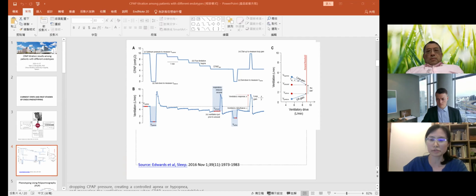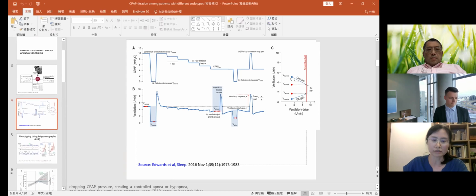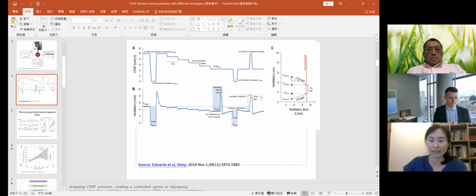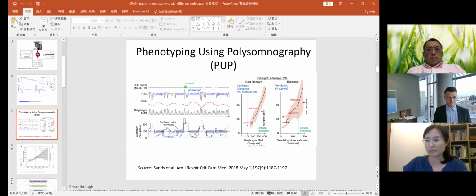One technician or sleep specialist has to be on site, and as Jung has said, it is quite uncomfortable. So we're not sure if patients can tolerate CPAP so well during the test. So the PUP method, I think it's really a breakthrough because it uses standard PSG, and they have established a model to retrieve the 4 endophenotypes without any additional equipment or invasive procedures.